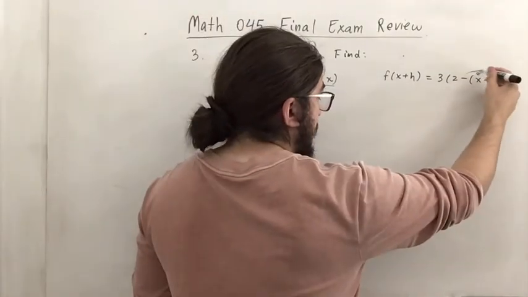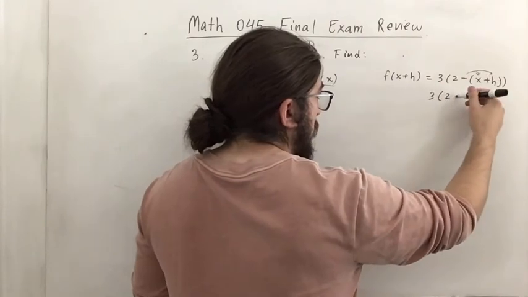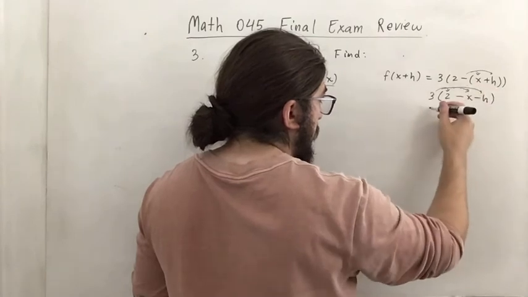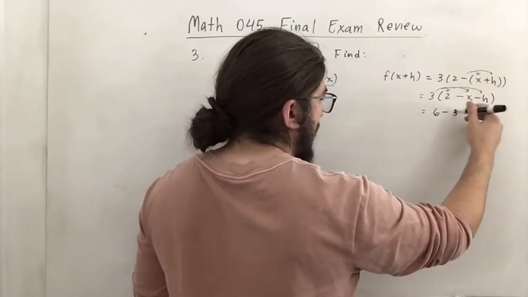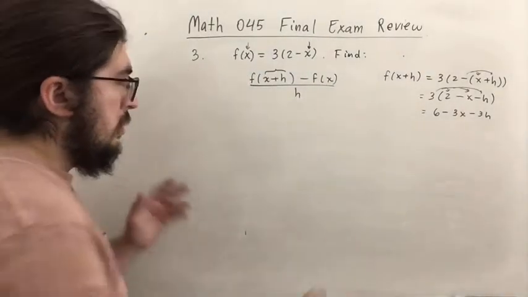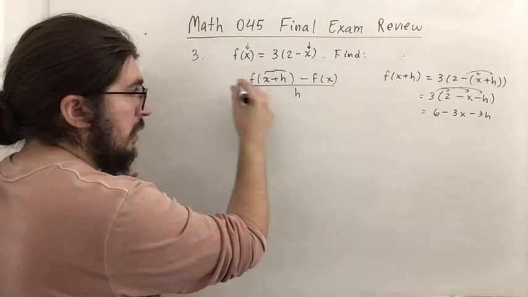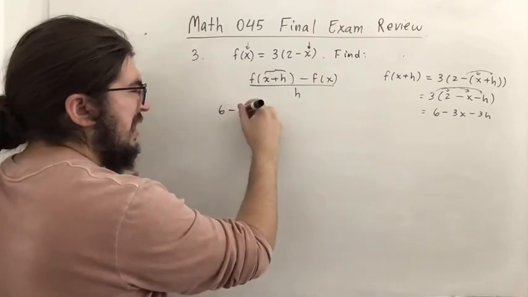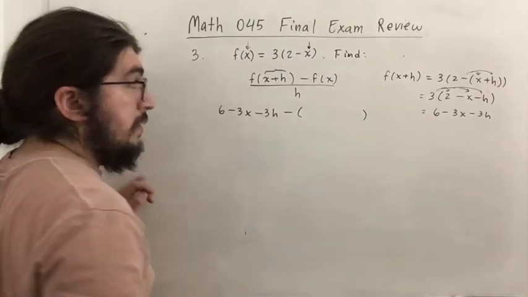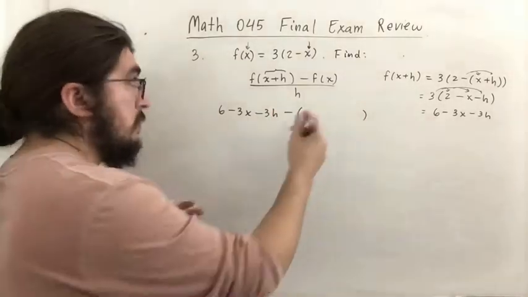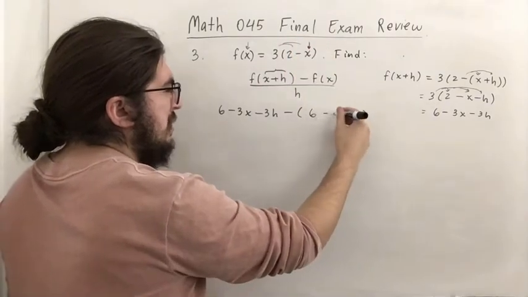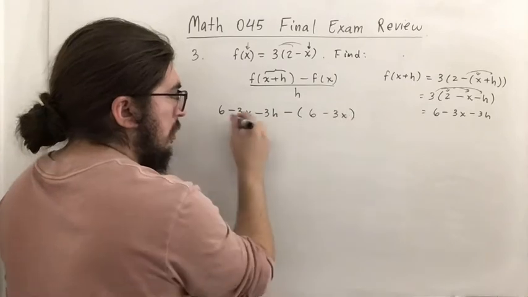I can distribute that negative. So we get 3 times 2 minus x minus h. I'll also distribute this 3 into these 3 terms. So we get 6 minus 3x minus 3h. Okay. So now let's try to bring things together here. So f of x plus h we know is that quantity. So we have 6 minus 3x minus 3h minus f of x. We need to subtract the entire quantity f of x, so we need those parentheses. I'll distribute that 3, might as well. So we get 6 minus 3x. And then that's all divided by h.